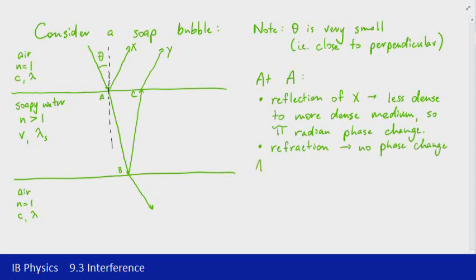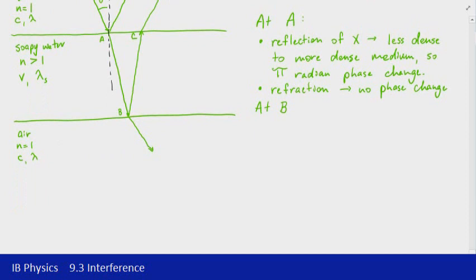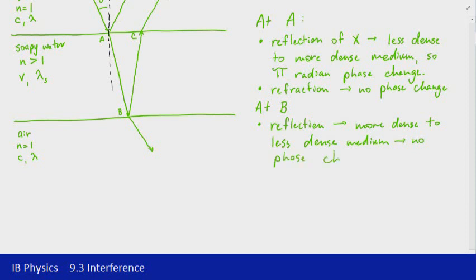If we then look at B, we're only interested really in the reflected ray here. We don't really care too much about that refracted ray, as I said. So the reflection that occurs here is going to be from a more dense to a less dense medium. And so that's the opposite to what happens at A. And so what we see there is that there's again no phase change. And that's a really important thing to identify, because it's what's going to happen at point C is the key aspect about what's happening in this scenario.